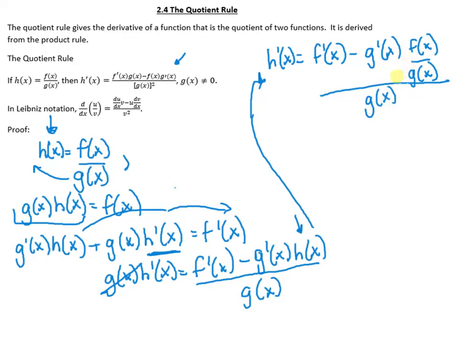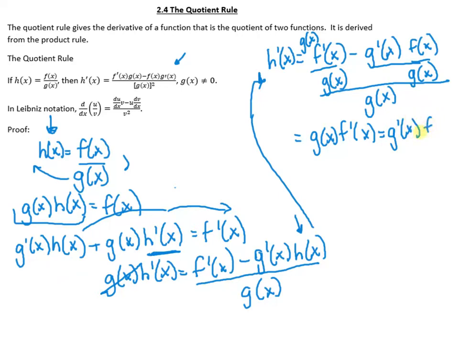So let's find a common denominator here. g of x is going to be the common denominator. We're going to multiply the top here by g of x. So we have g of x f prime of x minus g prime of x f of x, and that's all over, we just gather those two denominators, g of x times g of x, which is g of x squared. Okay, that's the proof.